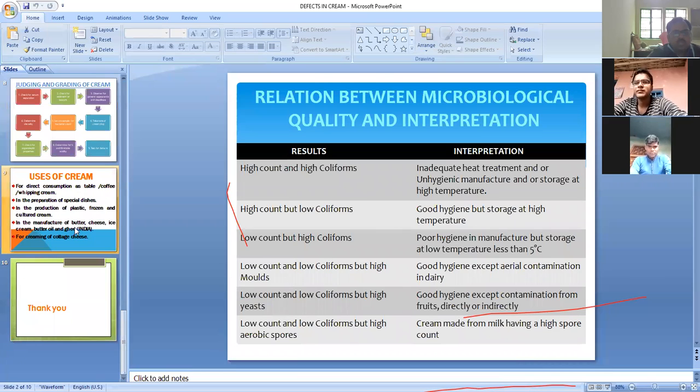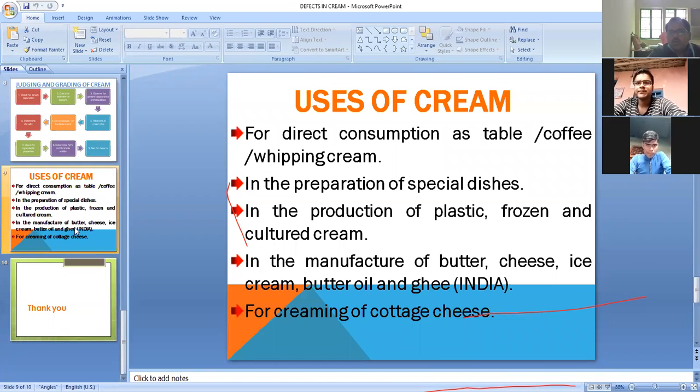And we already know the different uses of cream. You can use it for direct consumption as table cream, coffee cream or whipping cream. We also use it in the preparation of different dishes. It is also used in the production of plastic cream, frozen cream and cultured cream, and in the manufacture of butter, cheese, ice cream, butter oil and ghee. So cream can be used in different products, as we have already discussed.